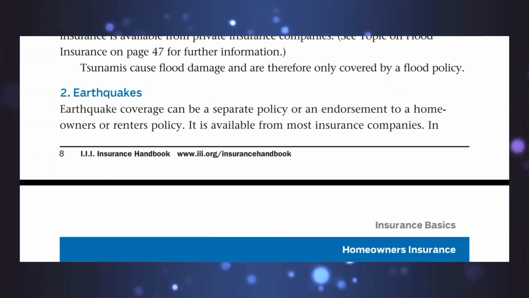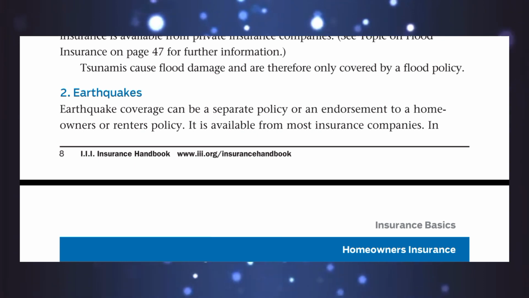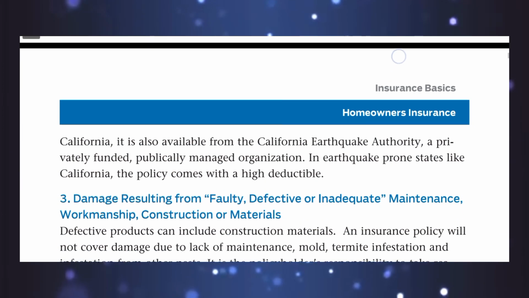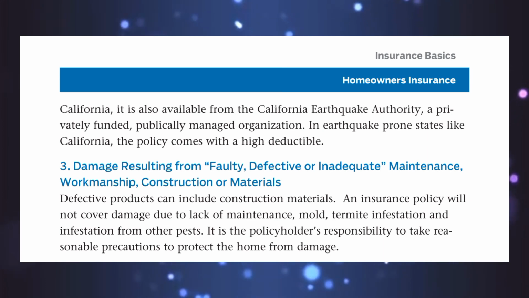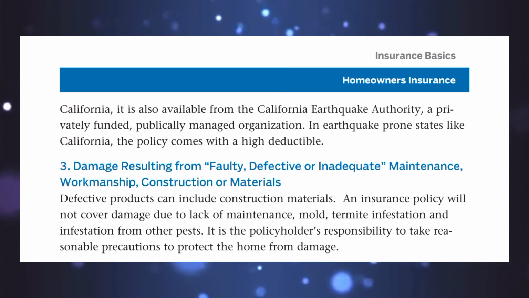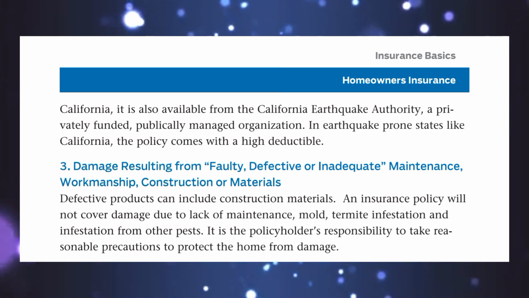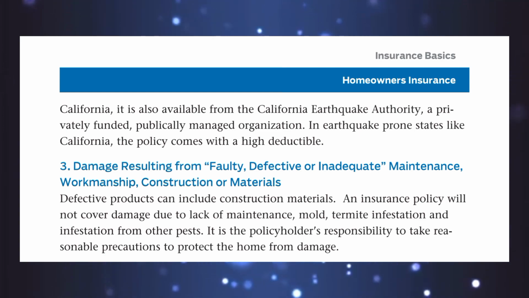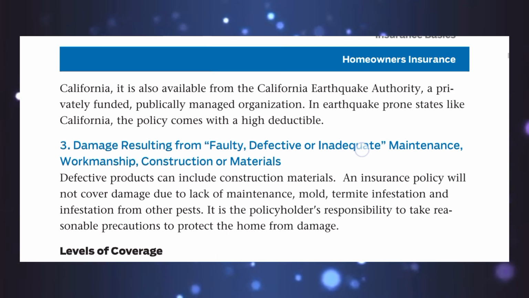Point number 2, earthquakes. Earthquake coverage can be a separate policy or an endorsement to a homeowner's or renter's policy. It is available from most insurance companies. In California, it is also available from the California Earthquake Authority, a privately funded, publicly managed organization in earthquake-prone states like California. The policy comes with a high deductible.